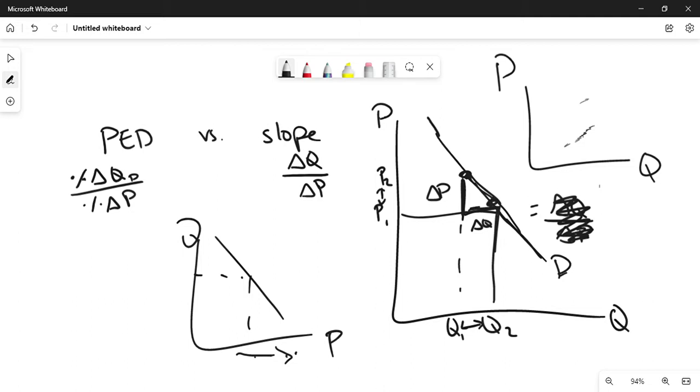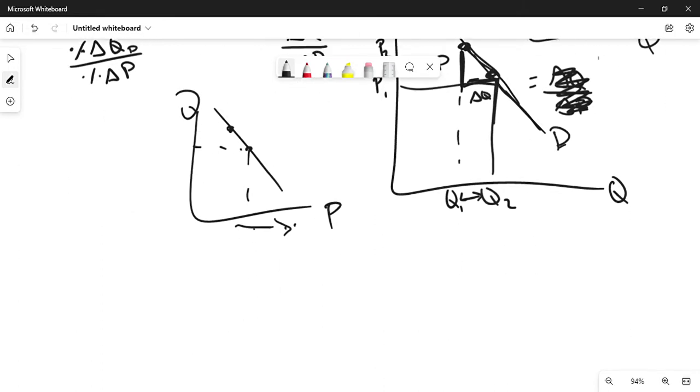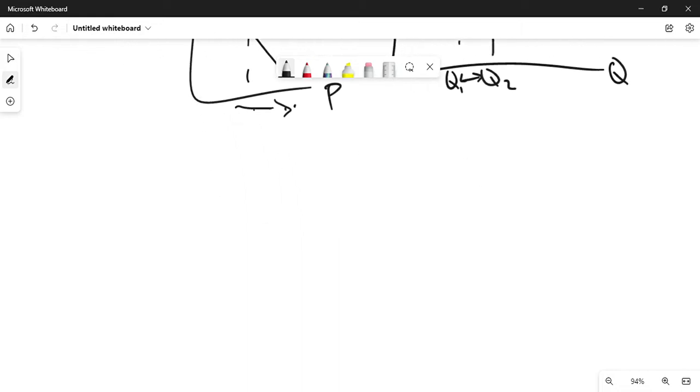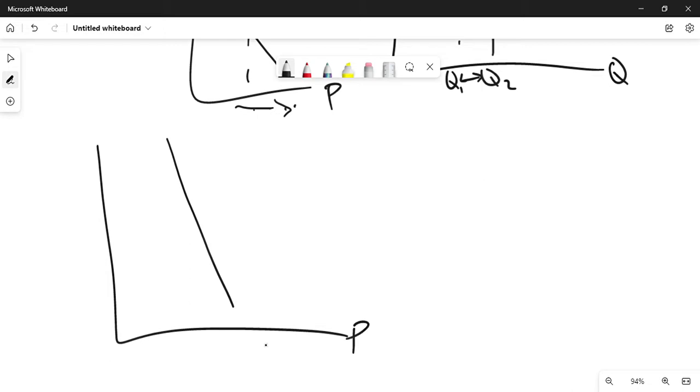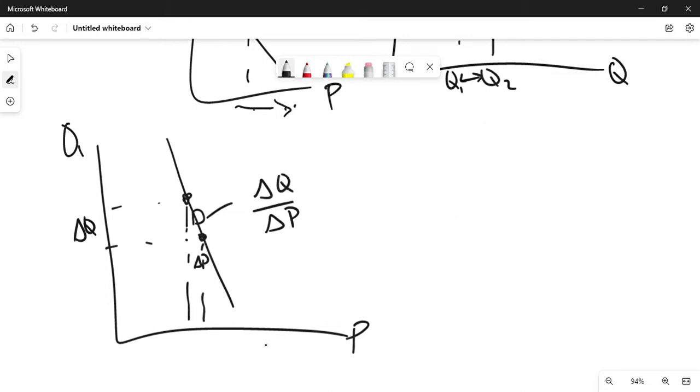Now, price elasticity of demand. Right now we have a graph over here. We have price and quantity, and it's like this. The slope of this line would be this change in Q over this change in P. If you look at the actual graph, you can see that the Q is a lot bigger than the P, so this is going to be a big number.